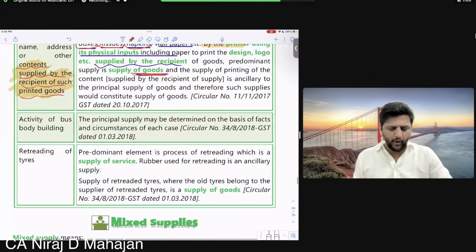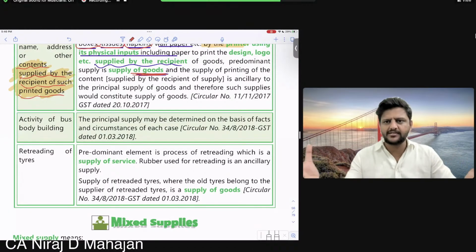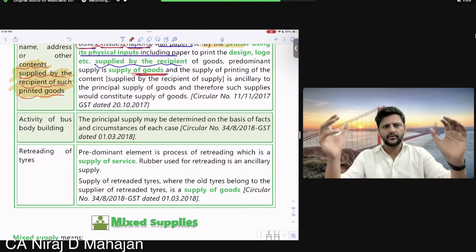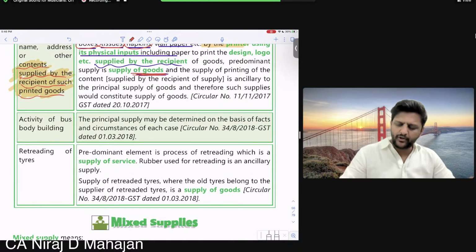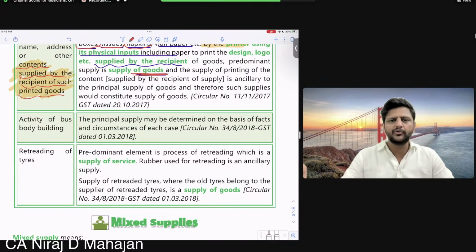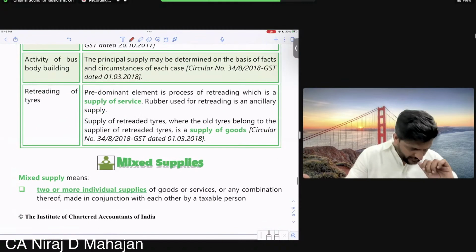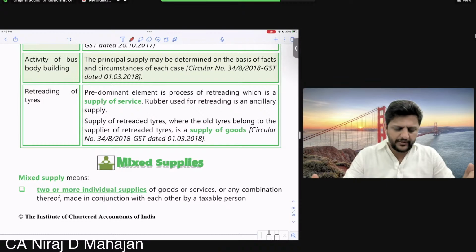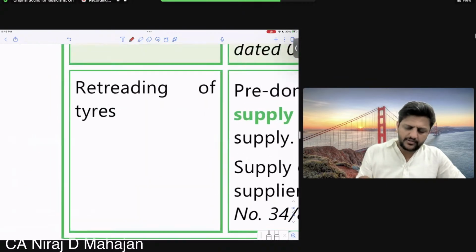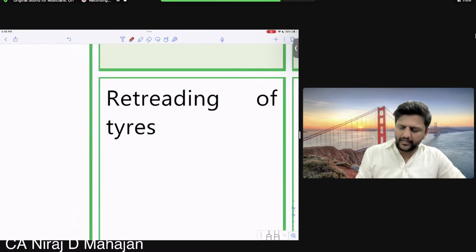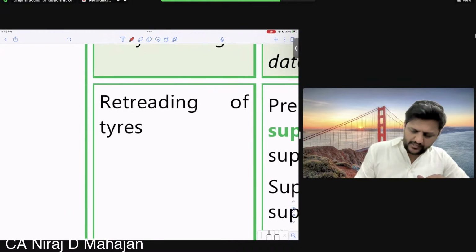Activity of bus bodybuilding. Bus bodybuilding means literally the entire chassis is worked upon. The principal supply may be determined on the basis of facts. So forget it, we don't have to keep anything in our mind. Forget that activity of bus bodybuilding. But rethreading of tires, I call it rethreading of tires. Have you heard of this? Rethreading.